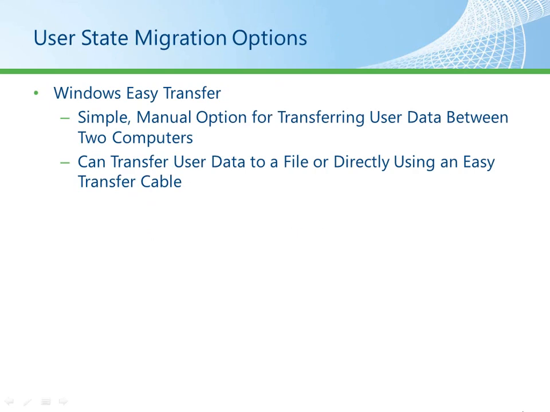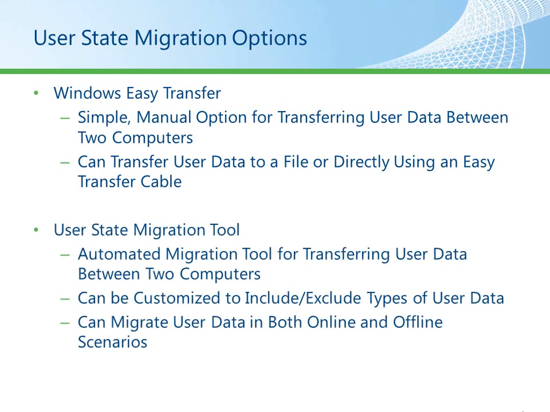So as I previously mentioned, there are two user state migration options. If you're in a small environment, probably the Windows Easy Transfer tool is the one you want to use. This is a very simple tool, but it's a manual tool, and it can transfer data between two computers. You have some variety of options here. You can transfer it via an Easy Transfer cable. So if you have the new computer and the old computer, you can hook them up together and do a live transfer over the cable. Or you can create a migration file and put it onto a USB drive or onto a server share, in a similar fashion to what you do with the USMT. So those are your two options with Easy Transfer if you're in a much smaller environment.